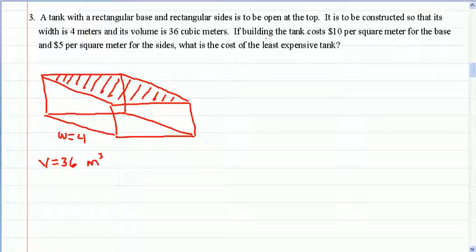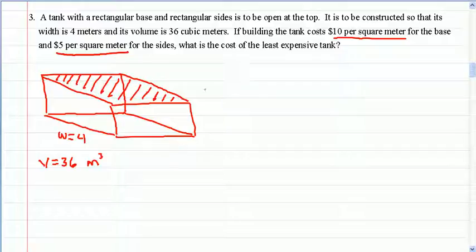If building the tank costs $10 per square meter for the base and $5 per square meter for the sides, what is the cost of the least expensive tank? So when they give us $10 per square meter, square is an indication that we're finding area. And then another $5 per square meter, another indication that we are finding area. So when they ask for the cost of the least expensive tank, we will be finding the surface area of this tank, take the derivative, and set it equal to 0.